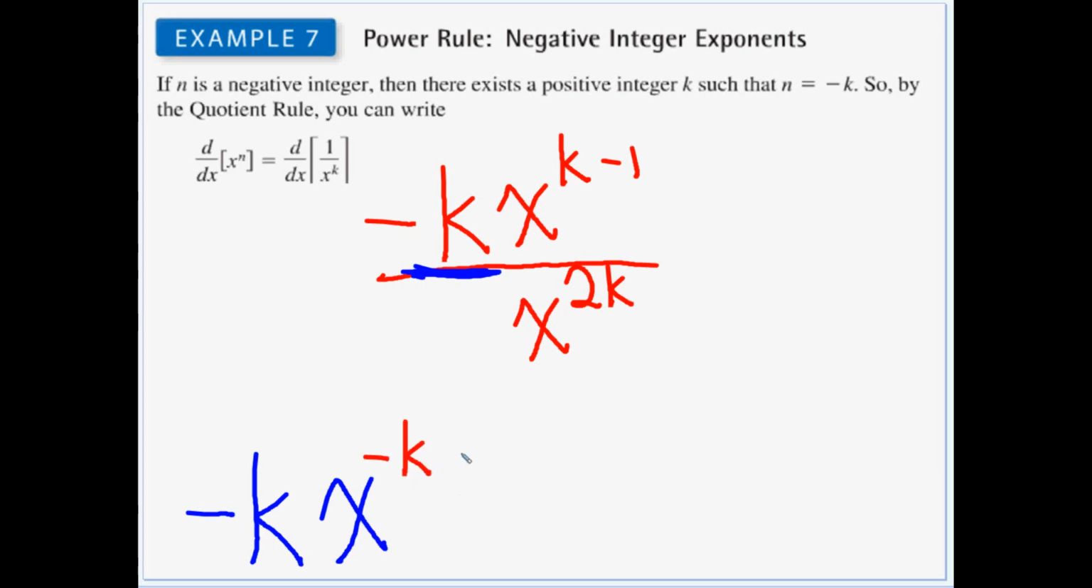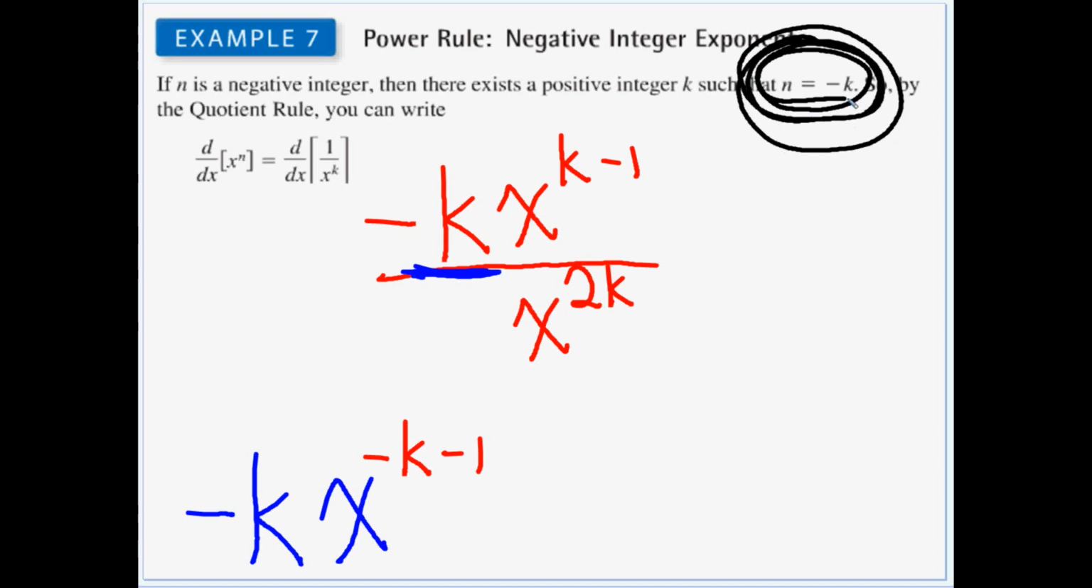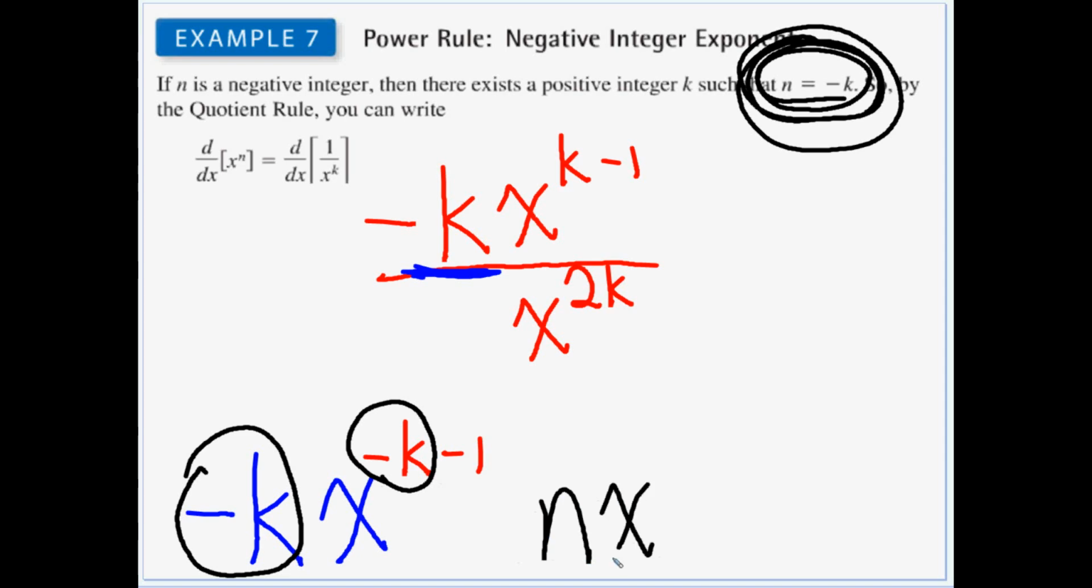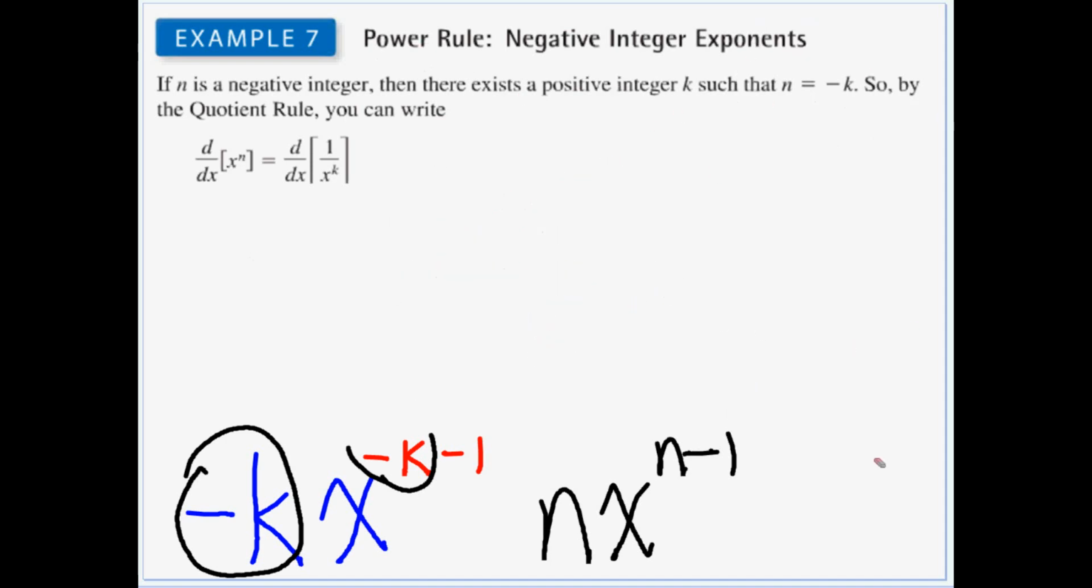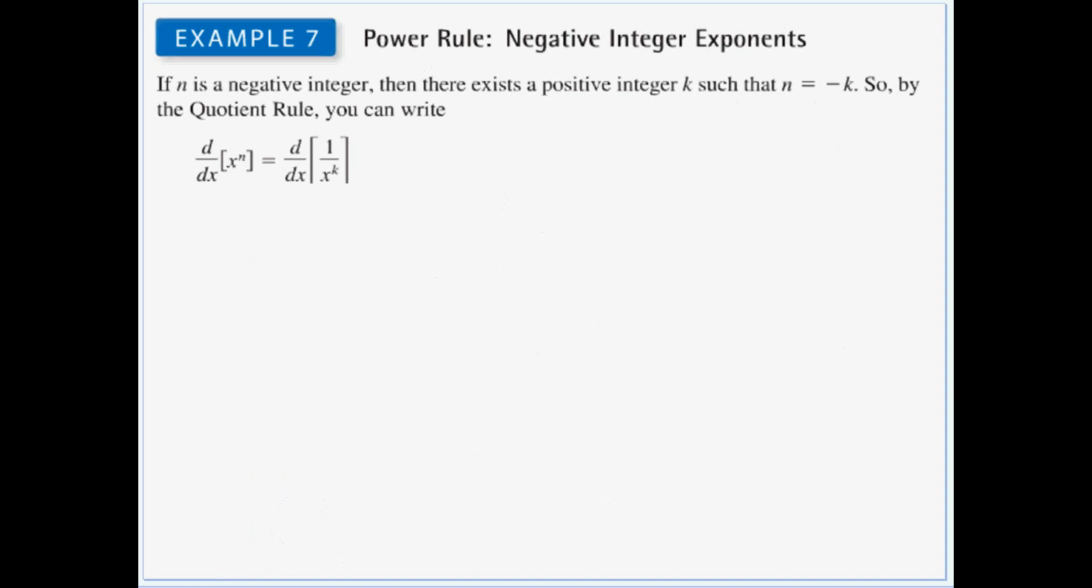Negative k minus 1. Now to get back to where we started, we're going to replace negative k with an n. Remember, that was our substitution at the beginning: take out a negative k, replace it with an n. So this negative k and this negative k will get turned into n's. That'll be n x to the n minus 1 power. So we just proved that the power rule will work on negative integer exponents. Fun stuff.